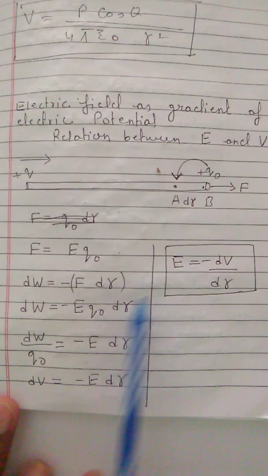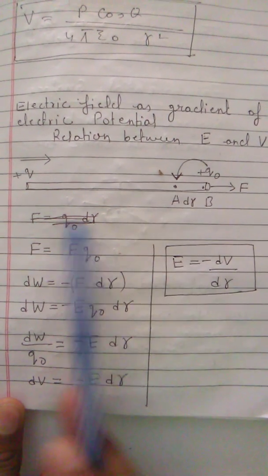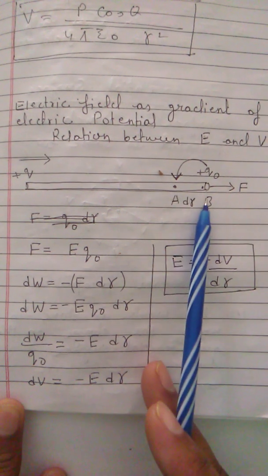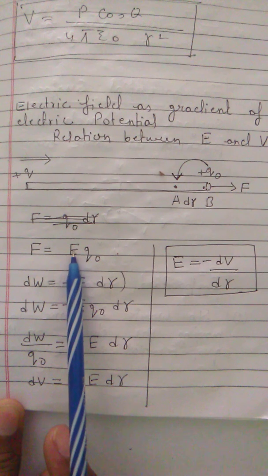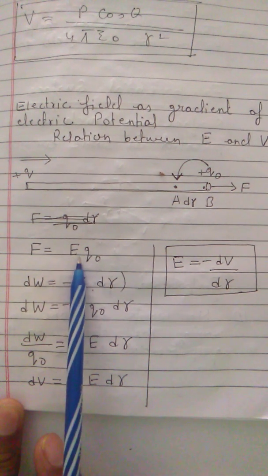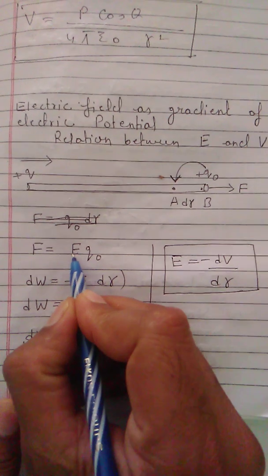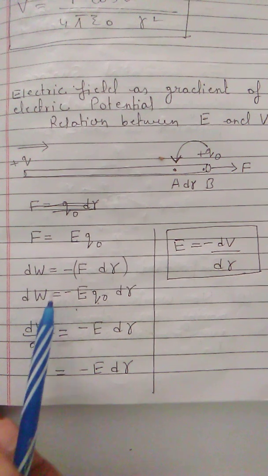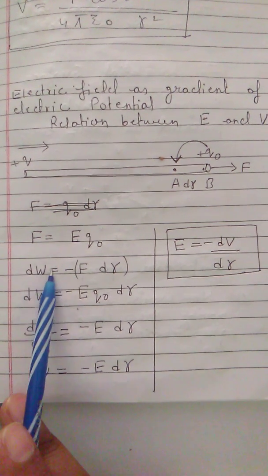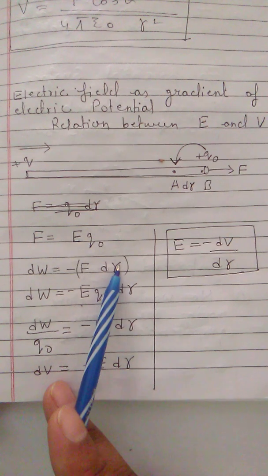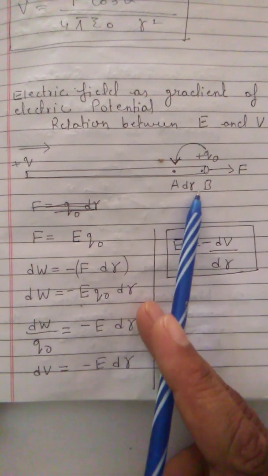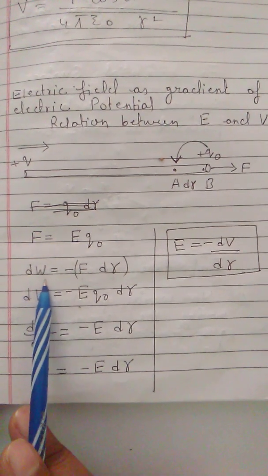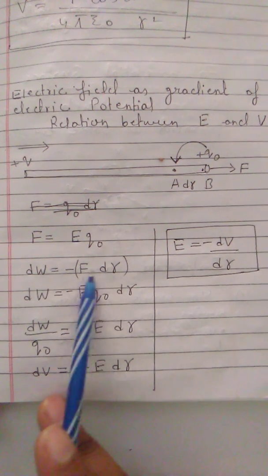Now when it enters inside the electric field created by the plus q charge, then what happens? It experiences a force, that is F equals E q0. And we know that work done dW equals force into displacement. Displacement is dr, that is from B to A. So the work done equals F into dr. So this we have done.